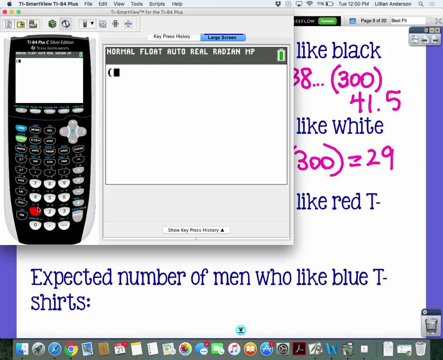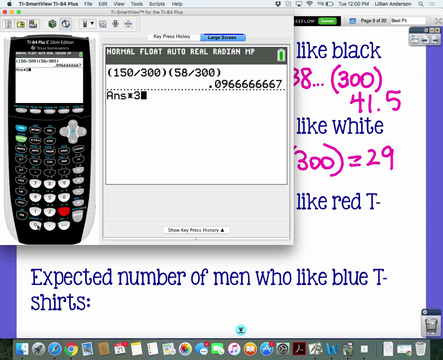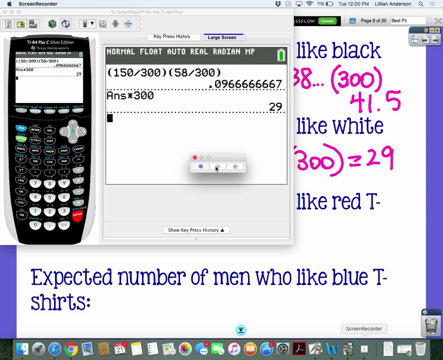150 divided by 300 times 58 divided by 300. This will give you the probability, but remember to find expected value, we talked about this before, you take the probability and multiply by however many are in your sample, and then you get 29. Now I want you to figure out the number of men who like blue shirts and the number of men who like red shirts. I want you guys to do that now.